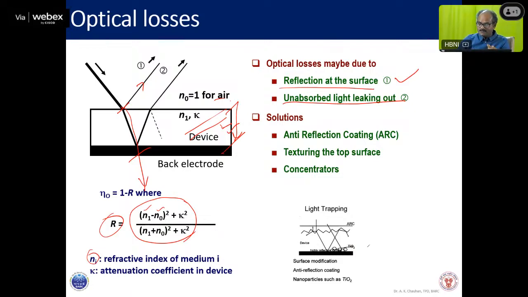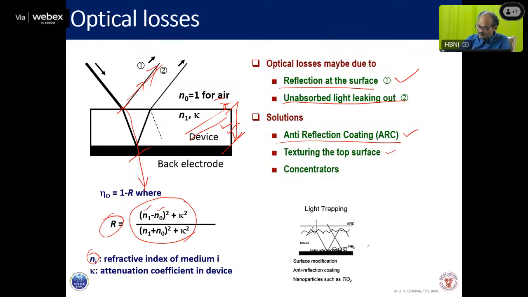We can minimize these losses by providing an anti-reflection coating. Anti-reflection coatings are special materials which are coated to a specific thickness over this surface, and they minimize the reflection. So possible solutions are an anti-reflection coating over the top surface, and then texturing the top surface.